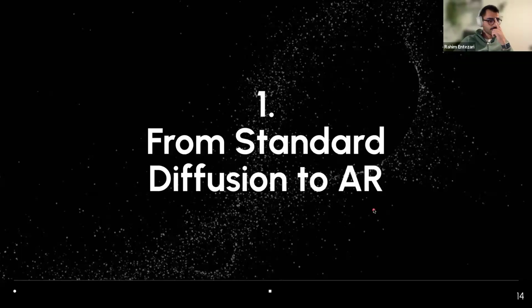So I'm going to talk about three distinct sections. What I just talked about is an intro to diffusion. But from now on, I want to cover fast video generation. The first step is from standard diffusion to autoregressive.